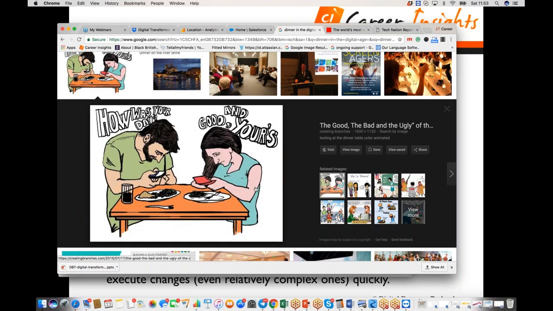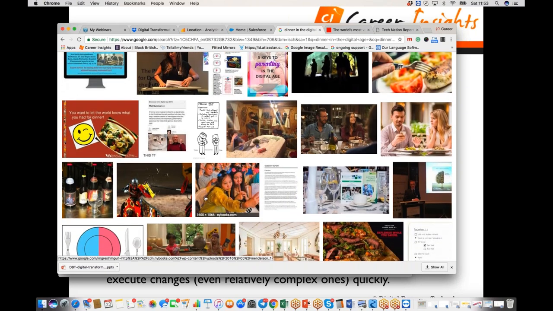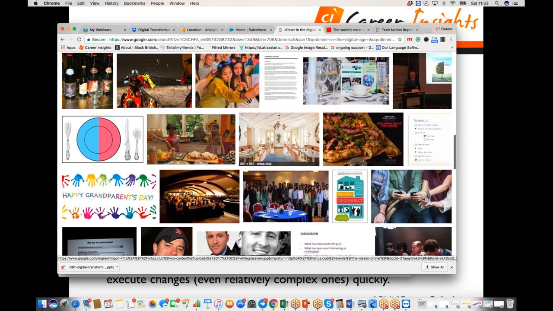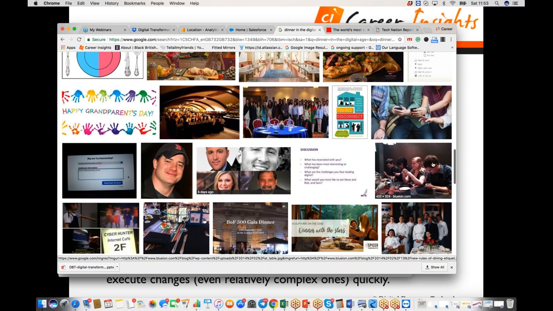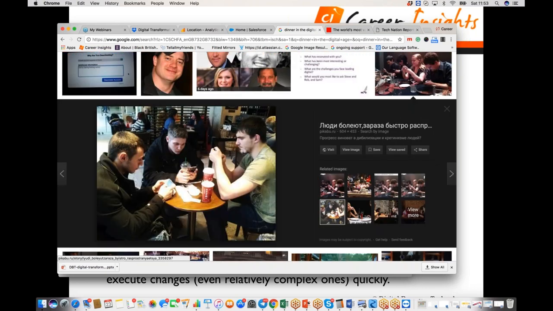This is dinner in the digital age. Does anybody recognize this? Yeah, Snapchat and all that. People will be at dinner with friends and everybody's on their phone. Do you remember? Does anybody recognize this? This is how people communicate now. No formal interaction anymore. Even family relationships, even husband and wife. Absolutely correct.